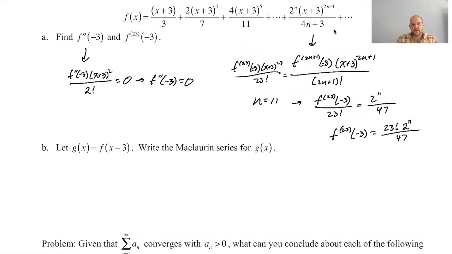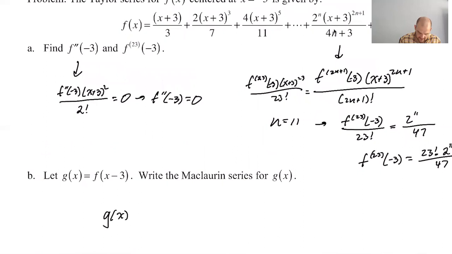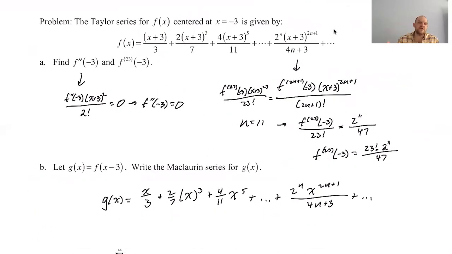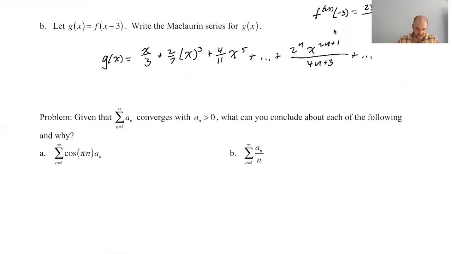And then this type of question. So we have f of x. It's centered at -3. We're asked for another function that's f of x minus 3, and we want the Maclaurin series for that. Well, this we can do by composition. So g of x, every x that we see up here, we're going to replace with x minus 3. And then x minus 3 plus 3 is going to simplify every time. So we just get x over 3 plus 2/7 x cubed plus 4 over 11 x to the 5th plus, and so on, with general term 2 to the n x to the 2n plus 1 over 4n plus 3. Couldn't be simpler, but it feels very wrong when you're doing it, but it's right. That's what you need to do. You just do a composition. AP exam, free response, all day. They ask that question all the time.